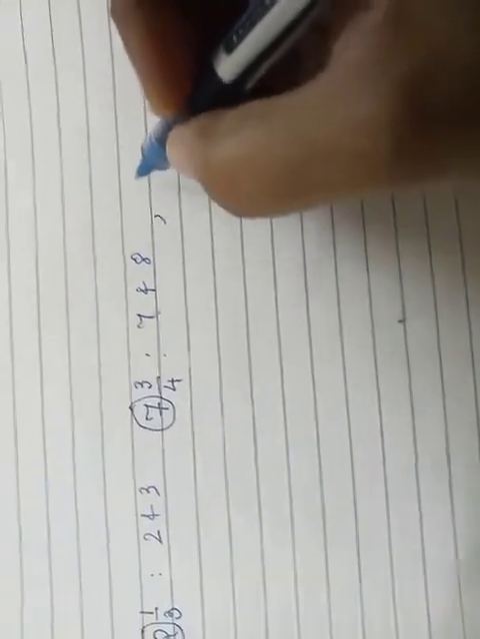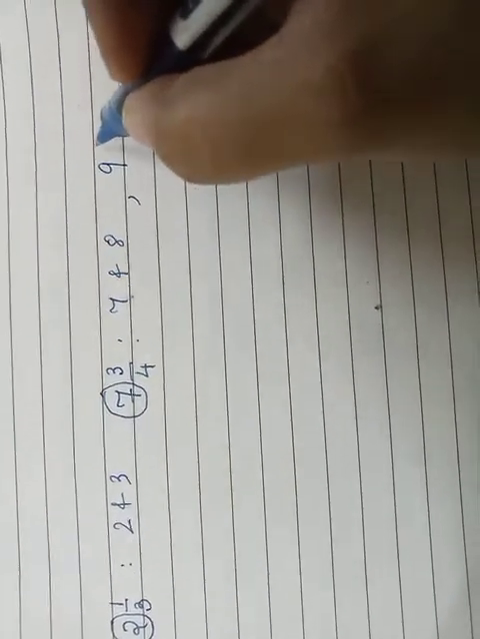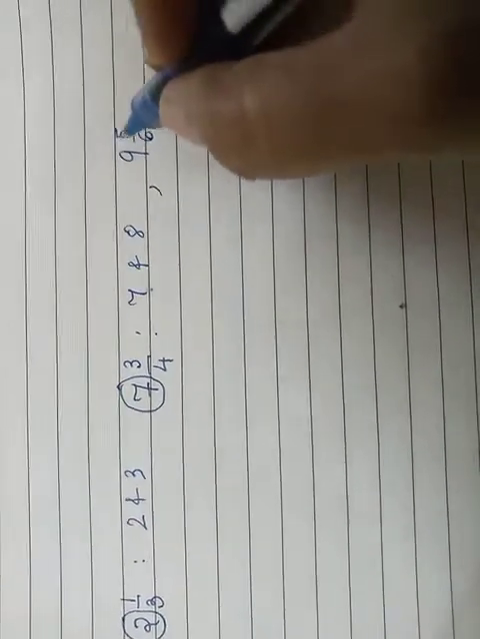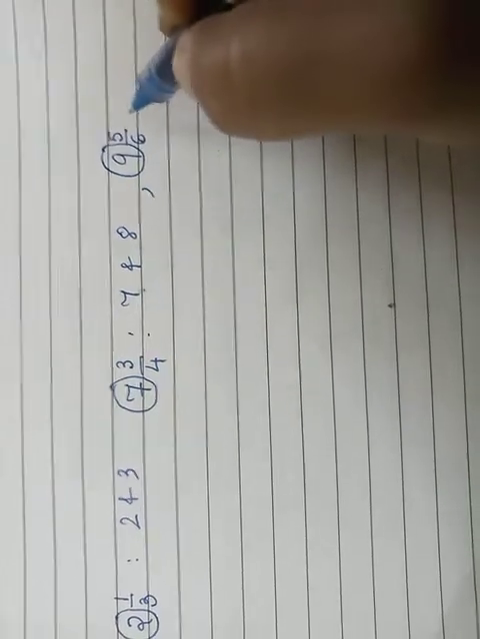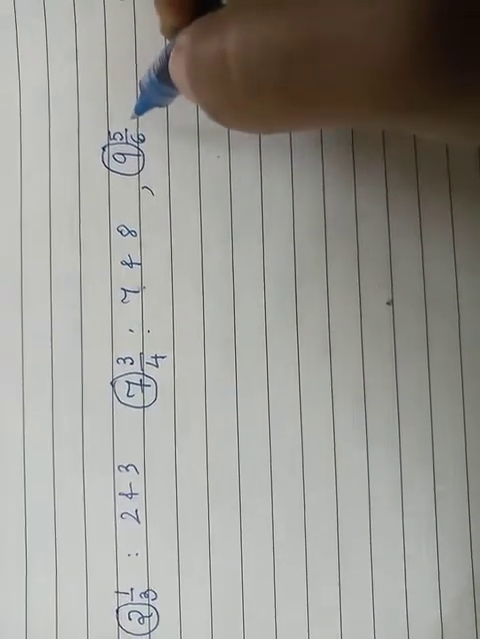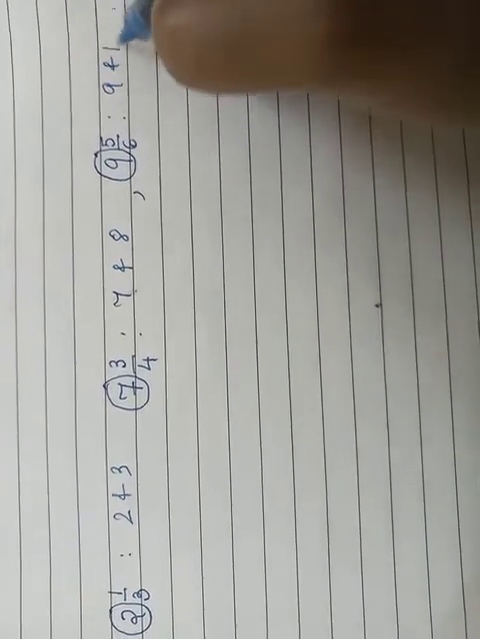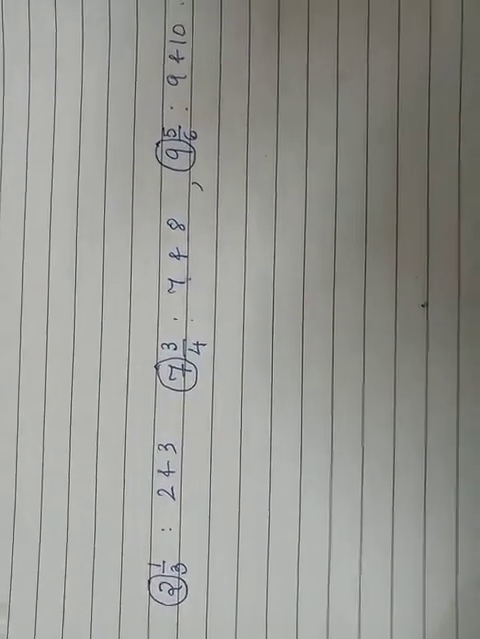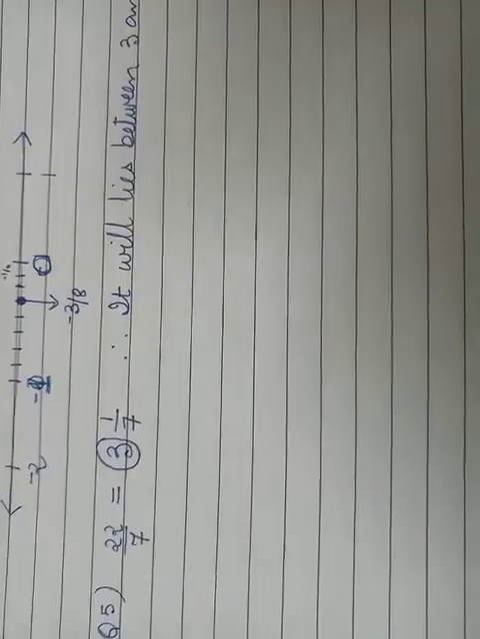I take one more for your better understanding. 9 whole 5 by 6. 9 whole 5 by 6 means how many whole parts does it have? It has 9 whole parts. 5 by 6 part is more. That means it is greater than 9 and less than 10. Therefore, it lies between 9 and 10. So, hope you have understood where the rational number will lie. You can decide it easily now.